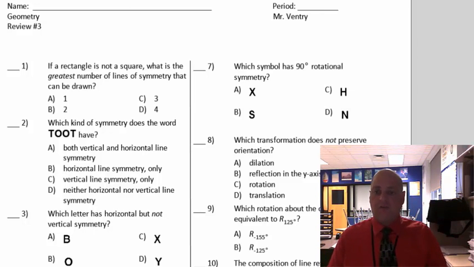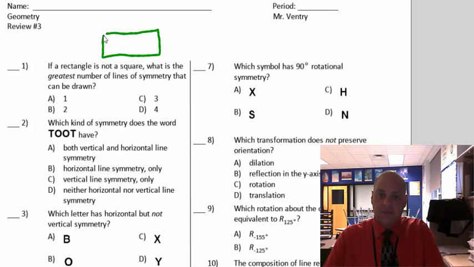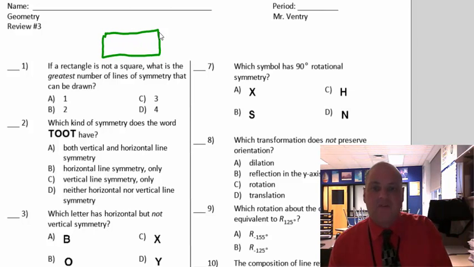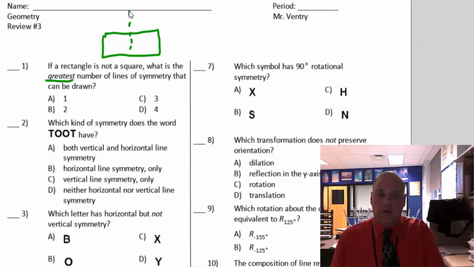All right, so starting off with number 1, if a rectangle is not a square, what is the greatest number of lines of symmetry that can be drawn? So we're going to draw a rectangle that's not a square. There's just a regular looking rectangle. It can't be a square though. What's the greatest number of lines of symmetry that can be drawn? Well, obviously you have 1 right there.